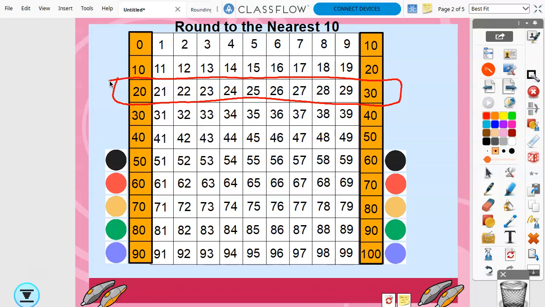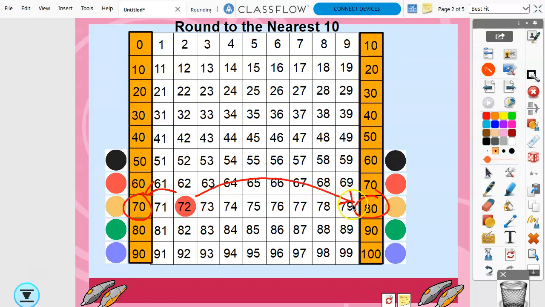So let's try a number using a number chart. Let's say we're rounding 72. So let me mark 72 right here. As you can see, you have 70 and 80 in the beginning and at the end. But if you look at the distance from 72, the distance from 72 to 70 is closer than the distance from 72 to 80.